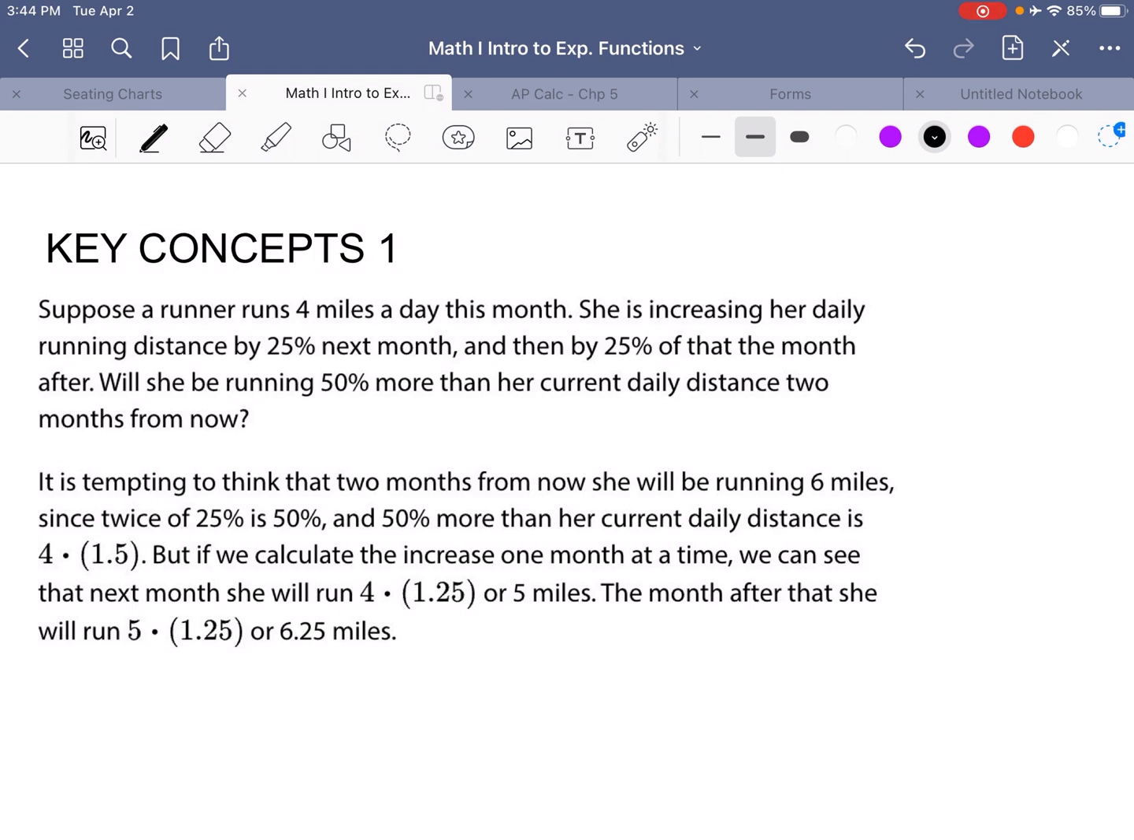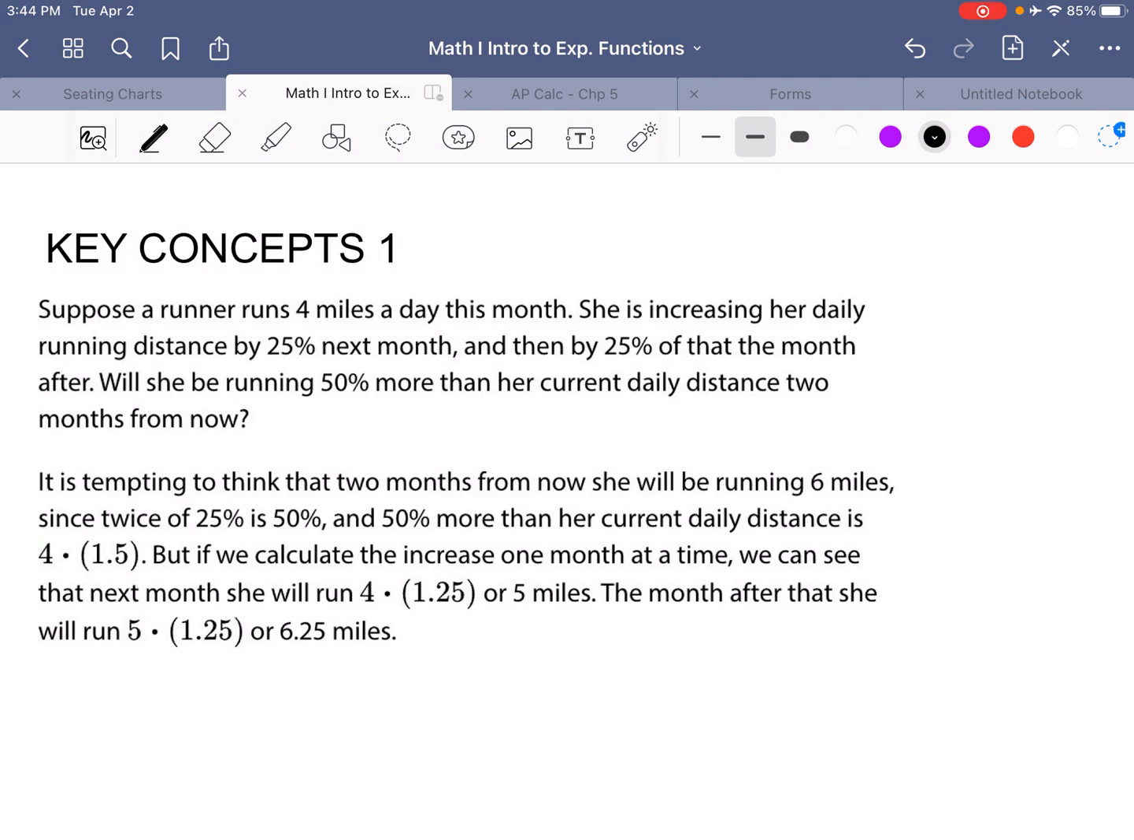50% more than her current daily distance is 4 times 1.5. However, you have to keep in mind that those 25% are both being calculated with different starting points. We're not taking 25% of her original amount and then 25% of her original amount. We're going to take 25% more than her original amount and then 25% of that, which is already increased.